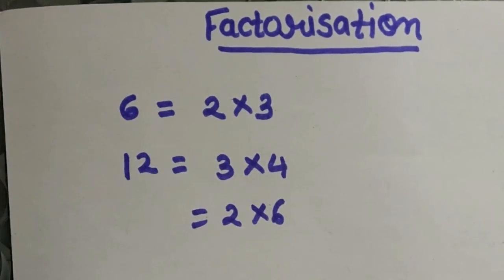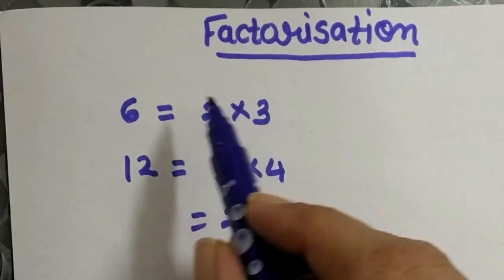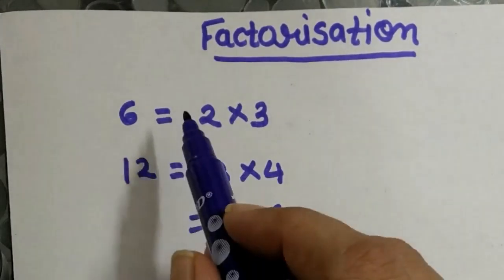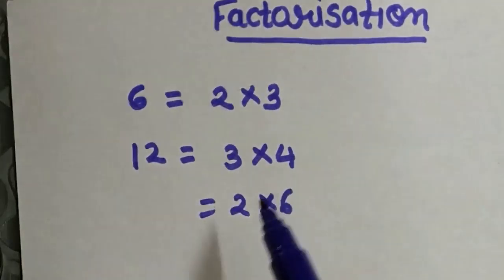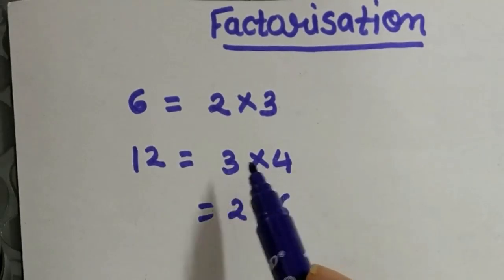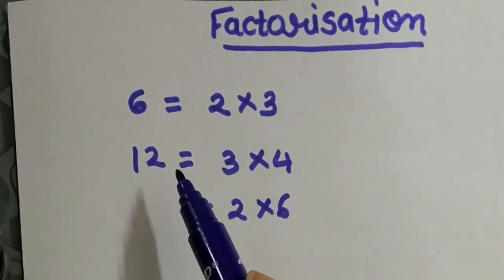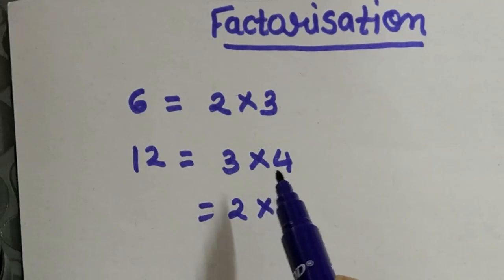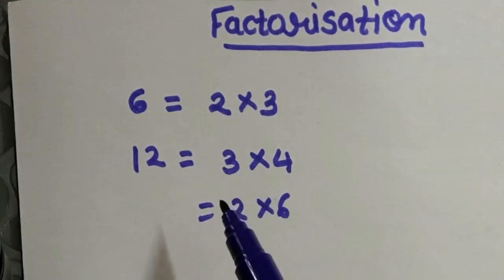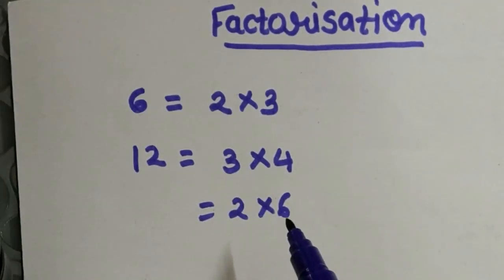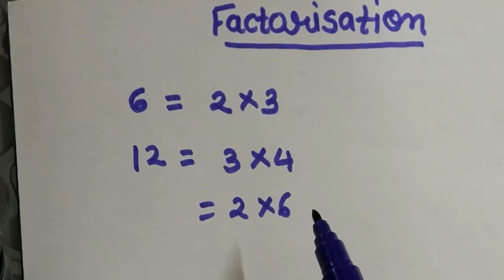So here we can say that 2 and 3 are factors of 6 and 6 is a product of 2 and 3. The same way 3 and 4 are factors of 12 and 12 is the product of 3 and 4. Same way 12 is the product of 2 and 6, and 2 and 6 are factors of 12.